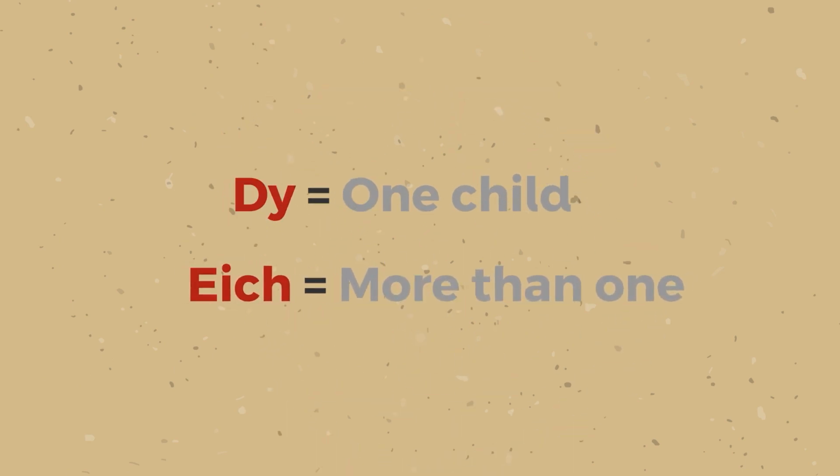You can also use dy when speaking to one child and eich when speaking to more than one, as both mean your, to signify something belongs to them.